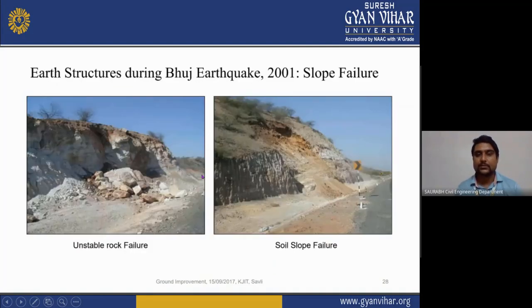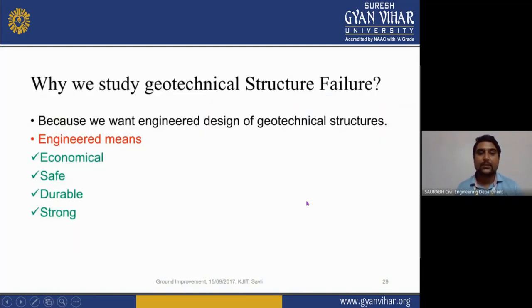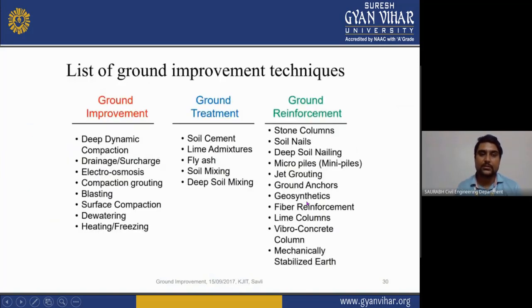And earth structure during the Bhuj earthquake, as you can see, these are the soil failure. Like this is unstable rock failure. As you can see, this is your soil slope failure. Why do we study geotechnical structure failure? We should also know about it because we want engineered design of geotechnical structures. Engineered means economical, safe, durable, and strong. It should be strong also.